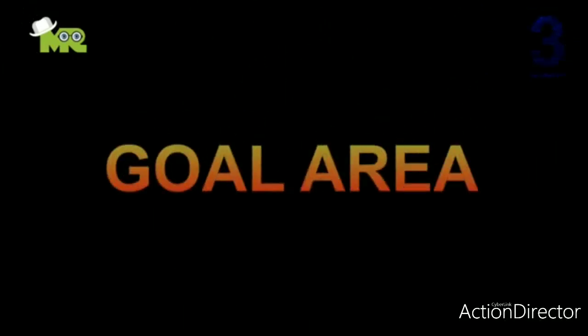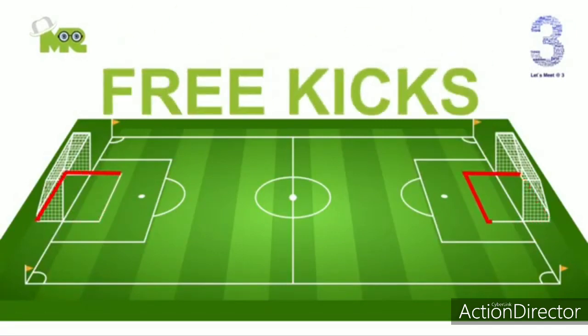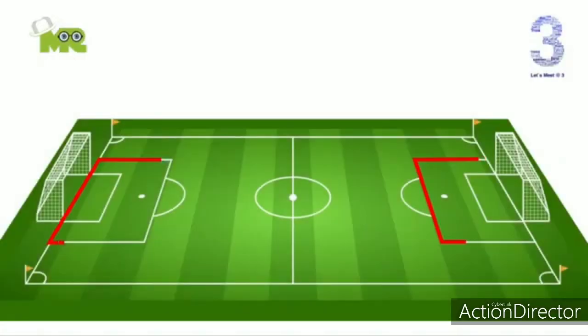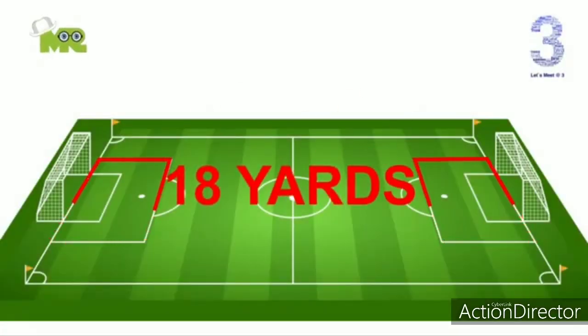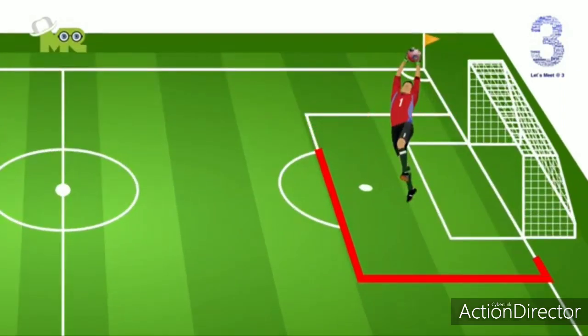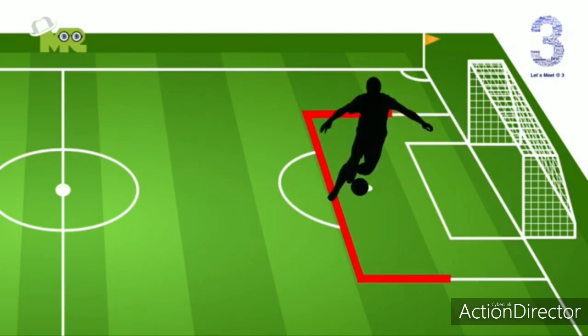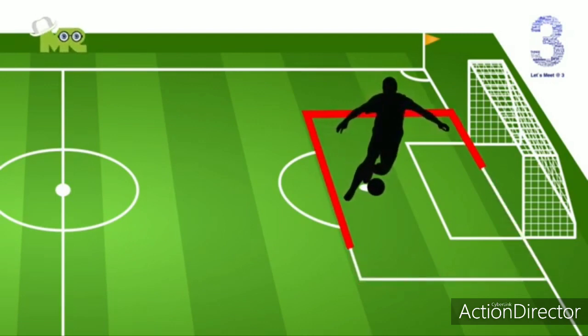Goal area. The goal area is a box that extends 6 yards out from the goal post. Free kicks are taken from this area. Penalty area. The penalty area is a box that extends 18 yards out from the goal post. In this area, the goalkeeper may use their hands. Also, any penalty by the defense in this area will result in a penalty kick from the penalty mark.